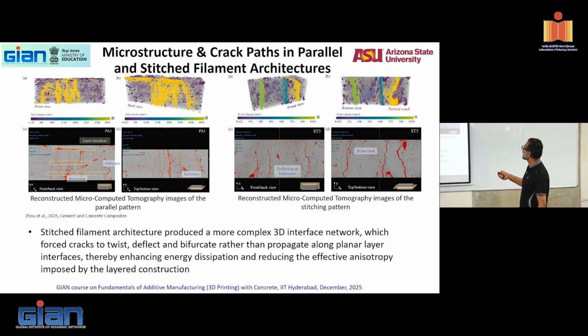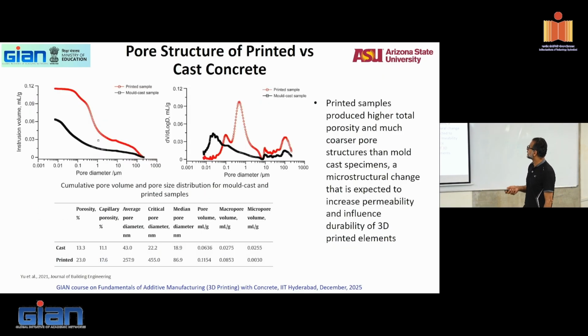Now here, one crack is becoming two cracks, which means it has to partition its energy between two. It doesn't have as much, so it doesn't go the distance that it wanted to go. So you can do stitched architectures to do so many different things.